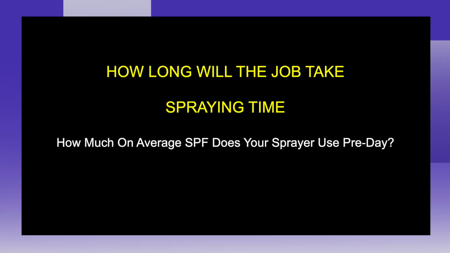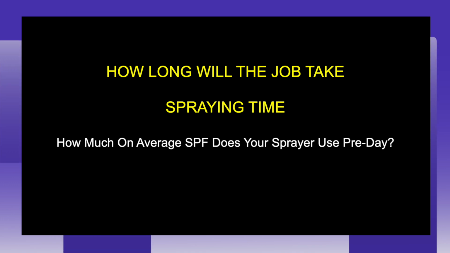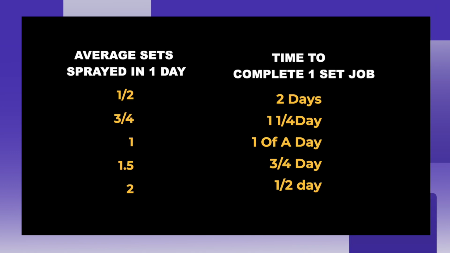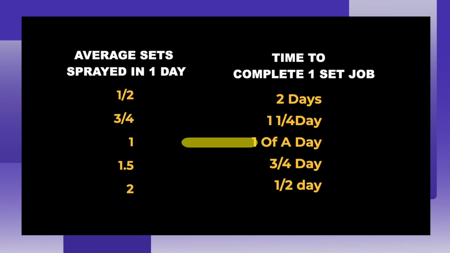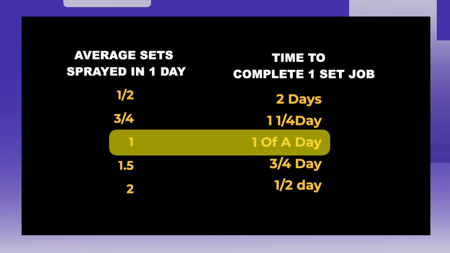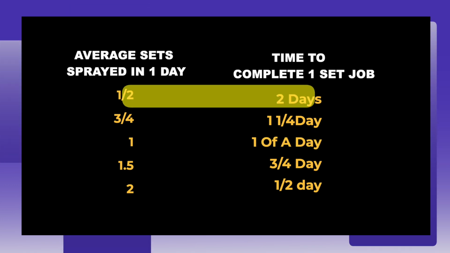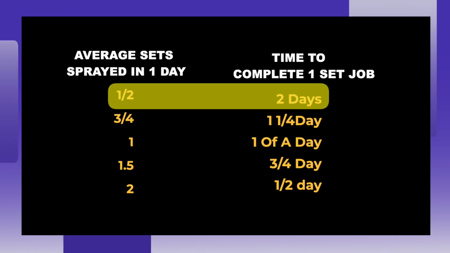Now that we understand how to calculate the foam quantity required for a spray foam job, let's determine the time taken to complete it. The most effective method for this is to determine the sprayer's daily foam output. For instance, if a job requires 1 set of foam, a sprayer that averages 1 set per day would take 1 day to complete. Conversely, a sprayer that averages half a set per day would take 2 days, and so on.